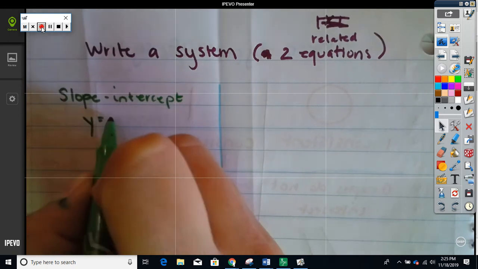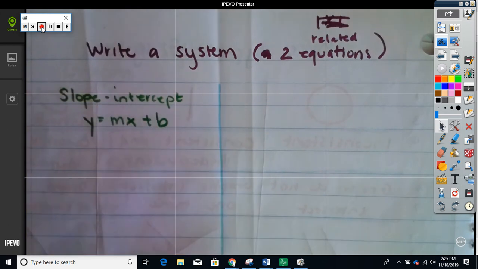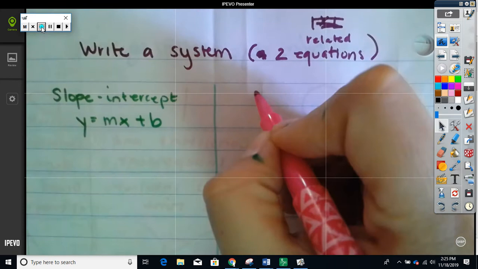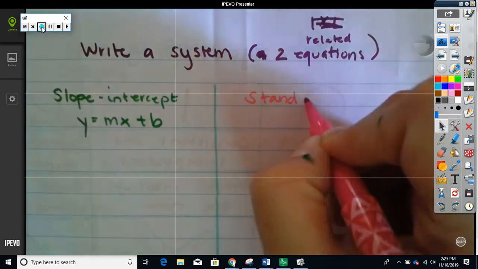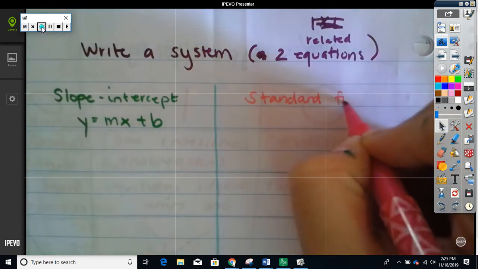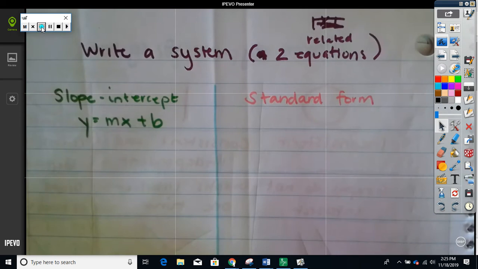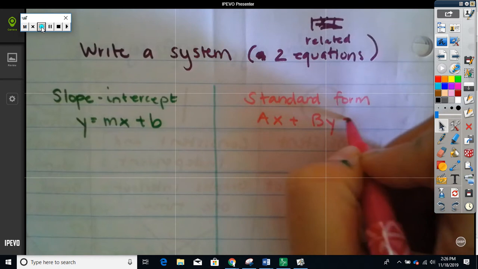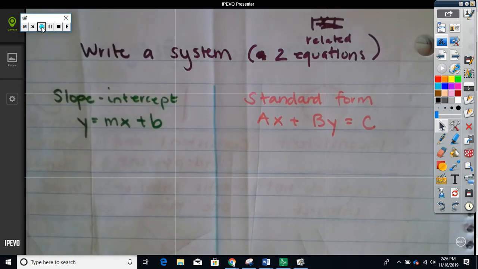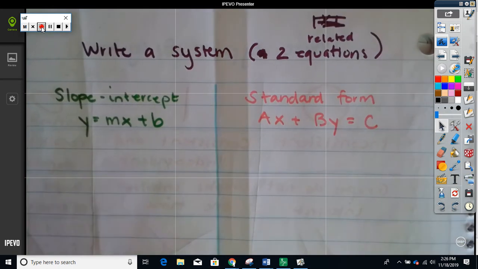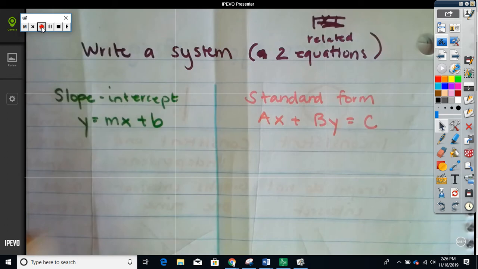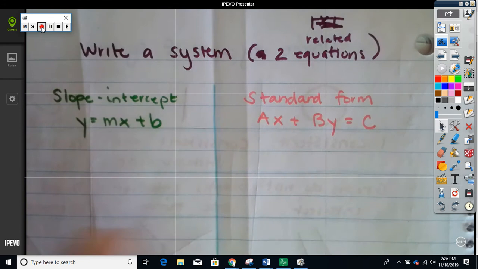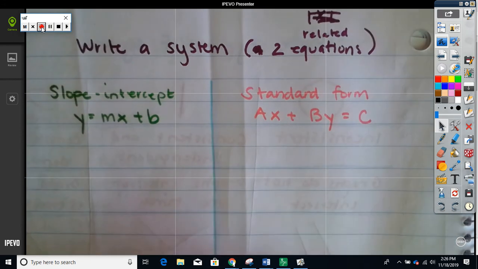Slope-intercept is y equals mx plus b. Okay? And the other kind, which we haven't done a lot of besides solving, is a standard form equation. And they look different. There are two different types of equations. Once you know which one the problem, the words, are talking about, then from there you just write it in this format. Okay.